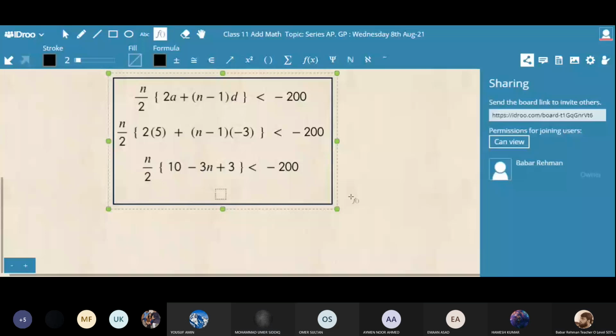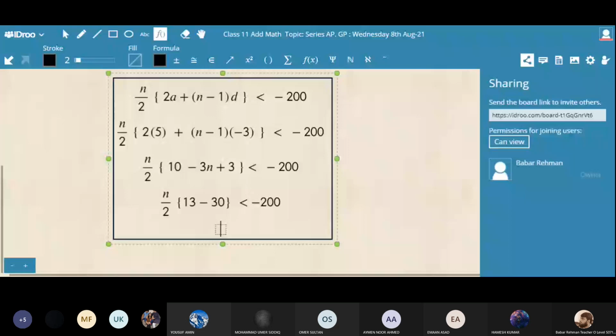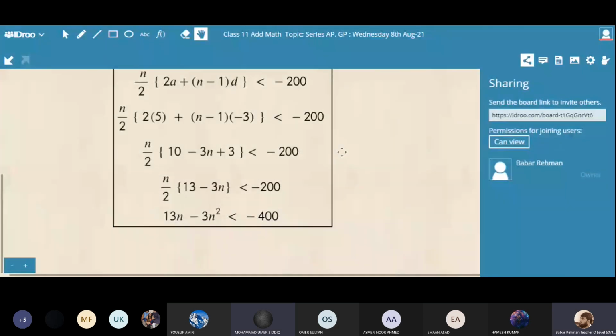So n upon 2 first, and in bracket, 13 minus 3n, bracket close, lesser than negative 200. Next step. Student, next step. Now I multiply with this bracket: 13n minus 3n square, upon 2. I will multiply the 2 to the other side. When I multiply 2 to the other side, what will happen? 400. So, can I write directly 400? Minus 400. Okay, next one.